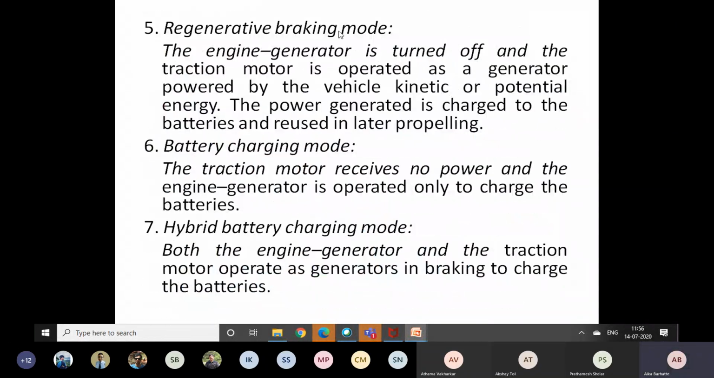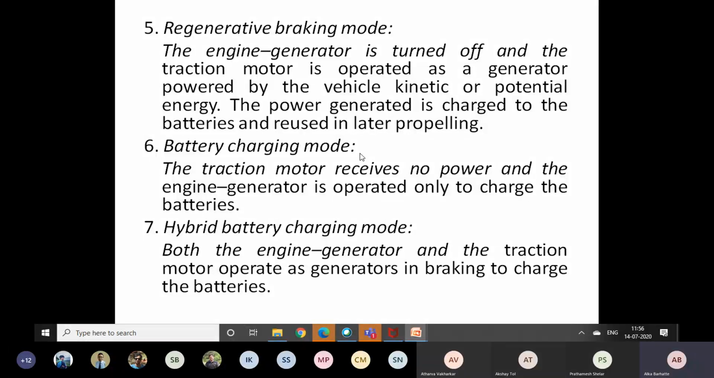Next is regenerative braking. In this case, the engine generator is turned off. Whatever kinetic energy we are losing because of braking of the system, those losses are used to charge your battery packs. Those will be diverted to charge the battery pack.